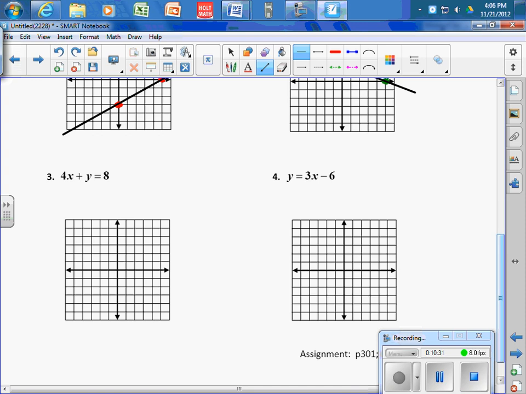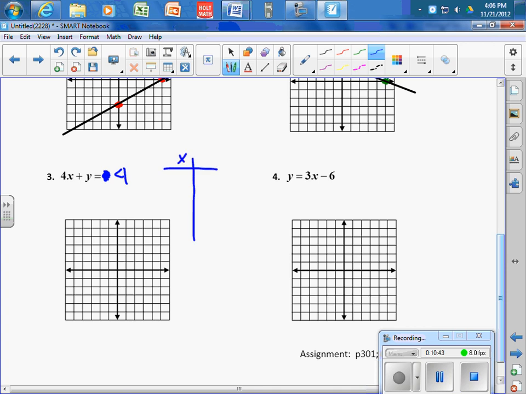And number 3, 4x plus y is equal to 8. If we use this number, we're going to get off the graph. So how about if we do this? How about if we make that 8 a 4 instead? Make a table. Again, note I'm changing this problem. I'm taking out that 8 and putting in a 4.